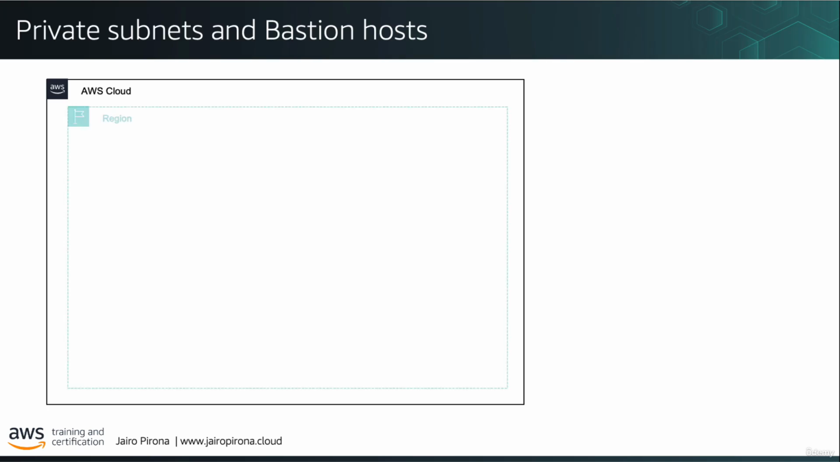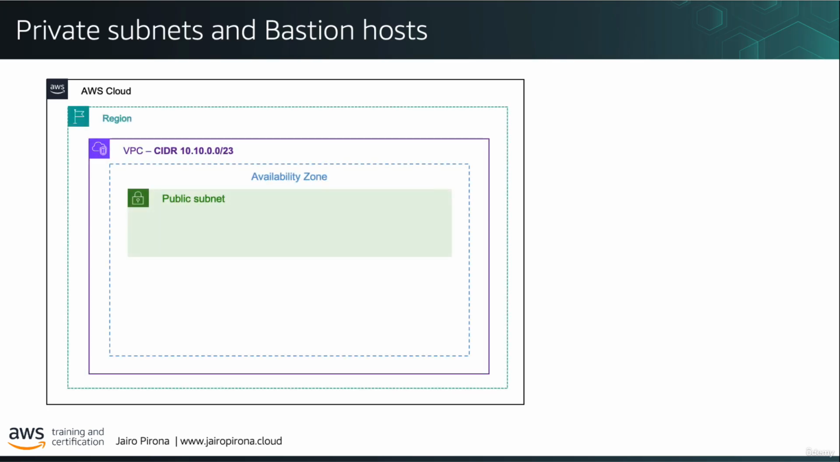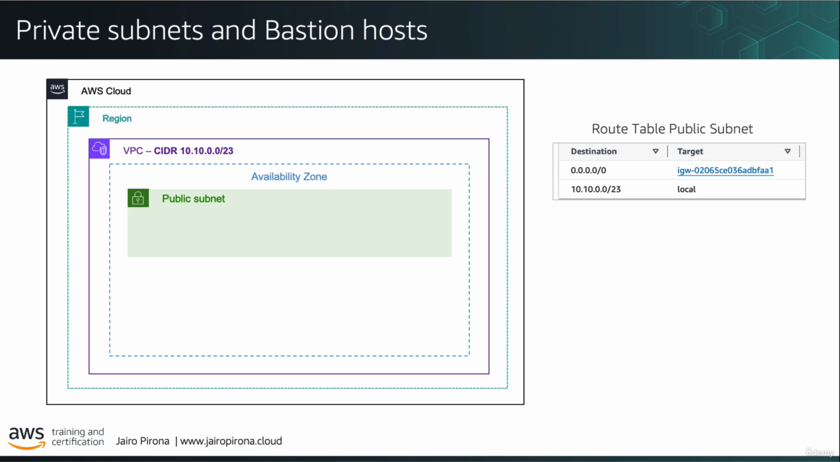So, we have a region, and within that region, we have created a VPC. Then we have an availability zone, and we have a public subnet. Now, the public subnet has a routing table associated with it, and that routing table has a route to the internet. So, let's take a look at the routing table here.